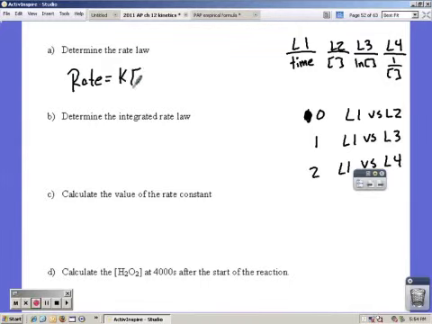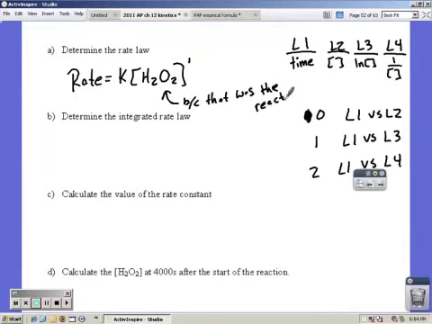So it says determine the rate law. All you have to do is graph it and then write your rate law. Rate equals k, concentration of what was given. And if you look at your column of concentration, it's all H2O2. So that's where that compound came from. First order, because again, L1 versus L3 was straight.